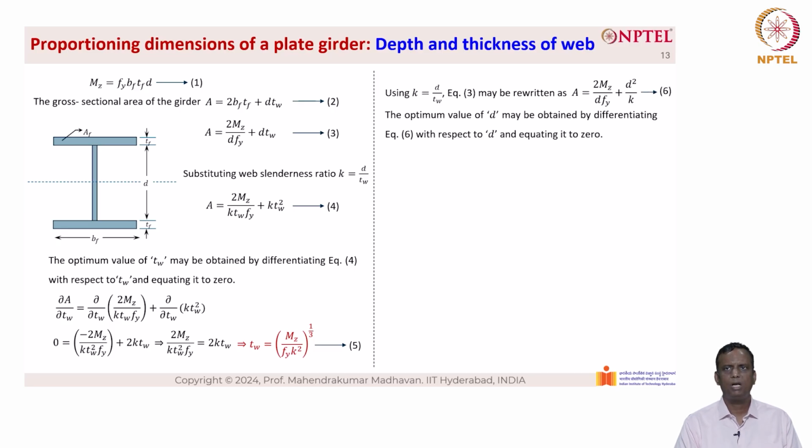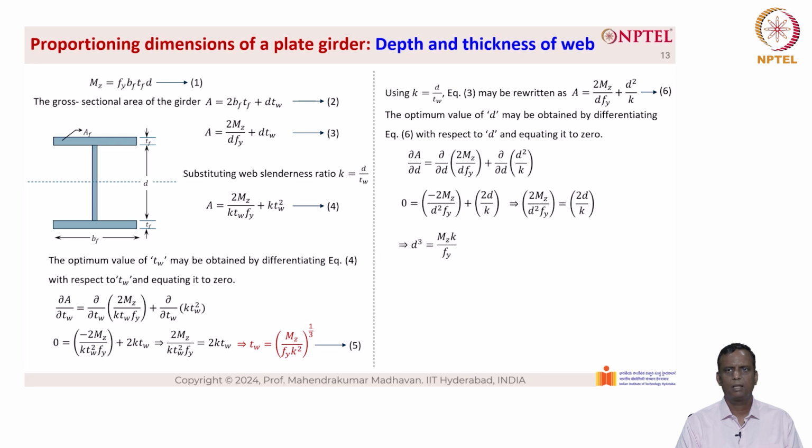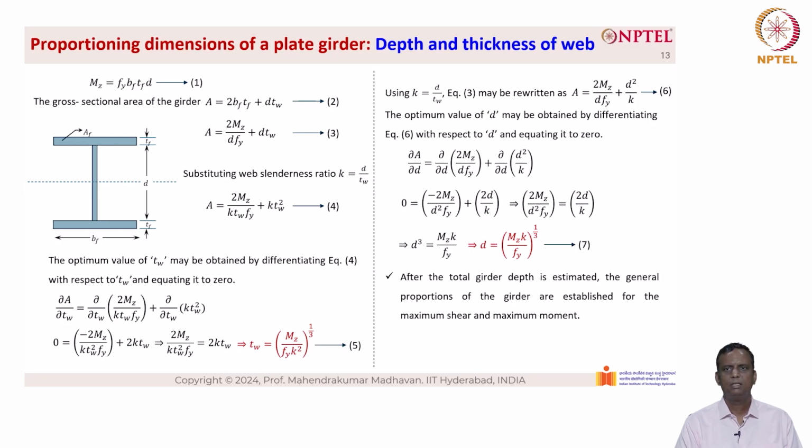Now, the optimal value of D can be obtained by differentiating equation 6 with respect to D and equating it to 0, similar to what we did for T sub W. So, when we do so, we have 2 into mg divided by D square into Fy equal to 2D divided by K, and D is now given as mg into K divided by Fy, the whole power 1/3, which becomes equation 7. So, after the total girder depth is estimated, the general proportions of the girder are established for the maximum shear and bending moment.